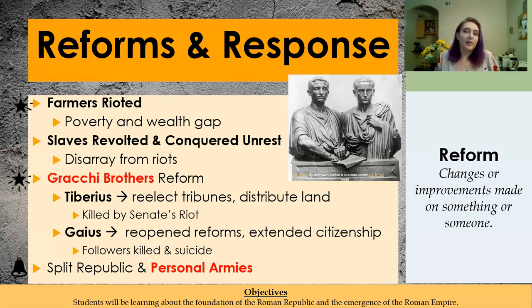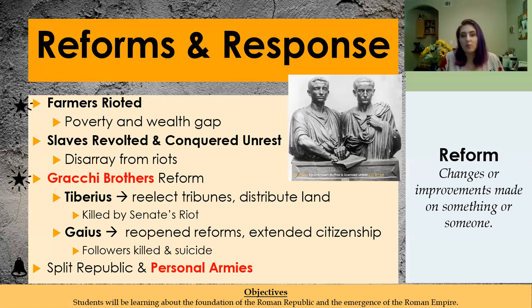His brother Gaius, about 10 years later, would come on the scene and reopen a lot of the reforms his brother tried to do, as well as try to extend citizenship to the people in the conquered areas and make them citizens. His followers were killed a lot by the Senate and other people, and he ended up committing suicide because of all of this. This whole period of strife would cause a bunch of civil wars to pop up and end up splitting the empire, the republic, in many ways.